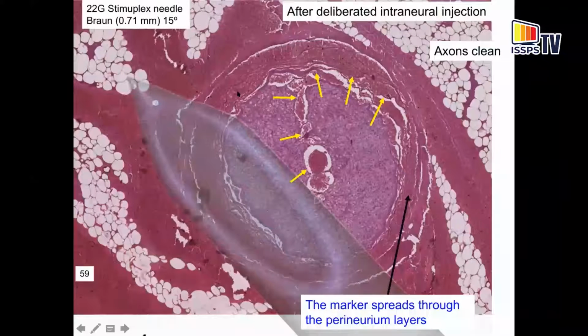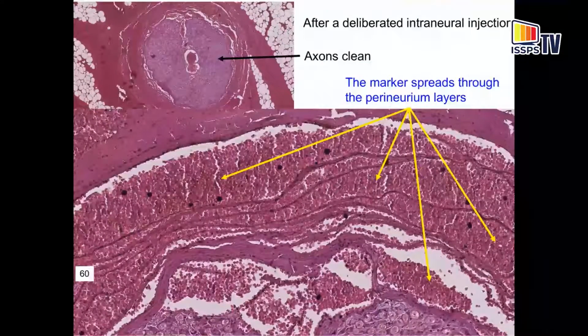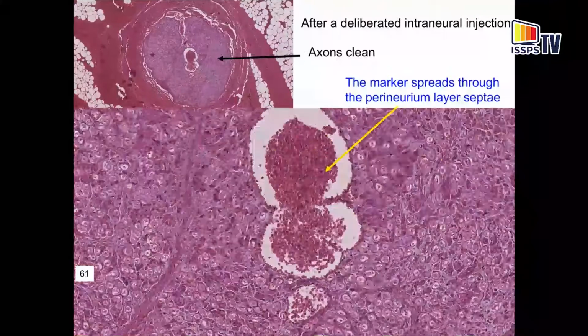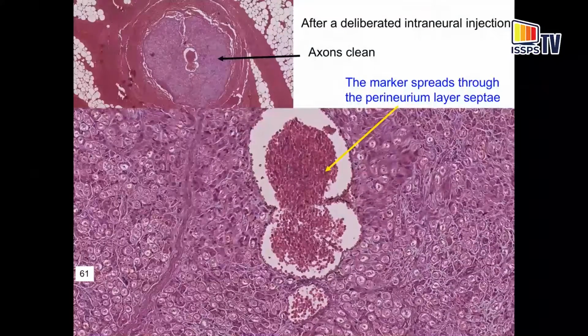This is the spreading through the perineurium layer. This is the septum of the perineurium and spreading through this septum. The same image at more magnification, showing details of spreading through the perineurium layers. At more magnification, a dilation at the end of the perineurium septum can thus be misinterpreted as an intrafascicular injection. Overall, this is what other researchers had found in the past when using Indian ink as marker.